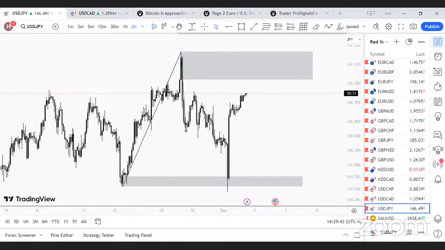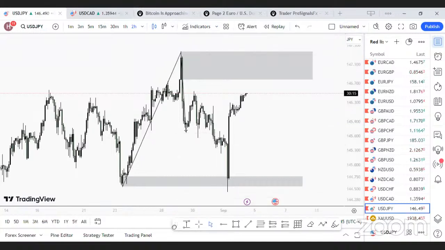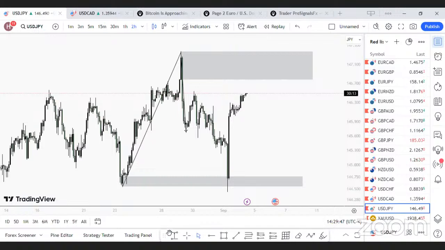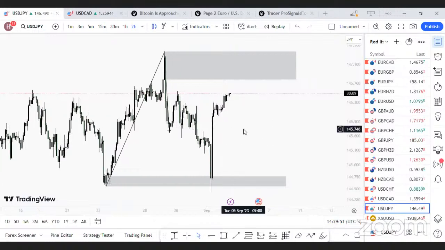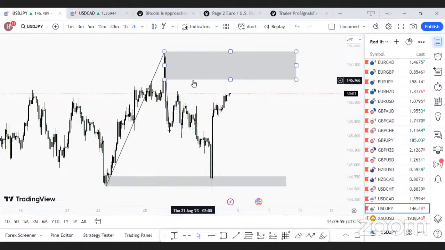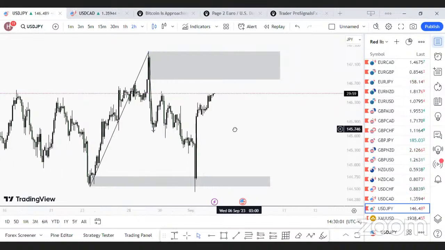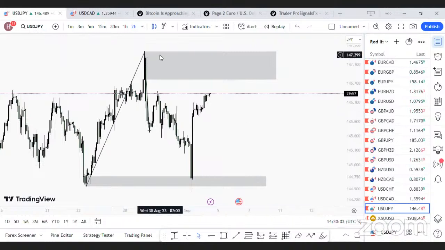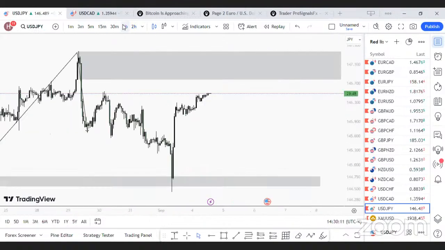So let's move on. I hope you understand how to draw your support and your resistance. So let's do another thing that is also interesting. Now let's go to another time frame.